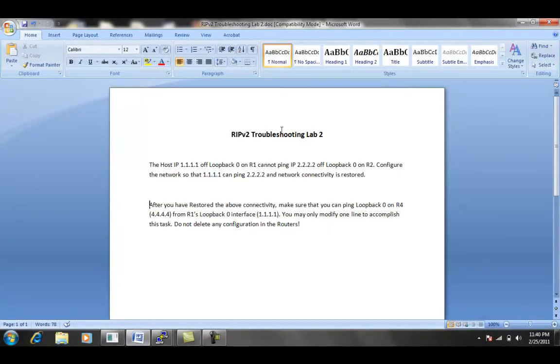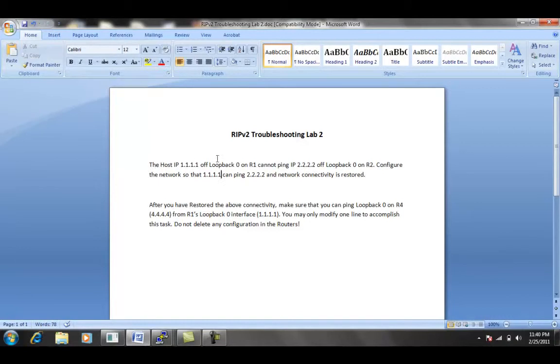So in RIP version 2 Troubleshooting Lab 2, the first thing we're going to be asked to look at is the host IP, which is 1.1.1.1 off loopback 0 on R1 cannot ping IP 2.2.2.2 off loopback 0 on R2. Configure the network so that 1.1.1.1 can ping 2.2.2.2 and network connectivity is restored.